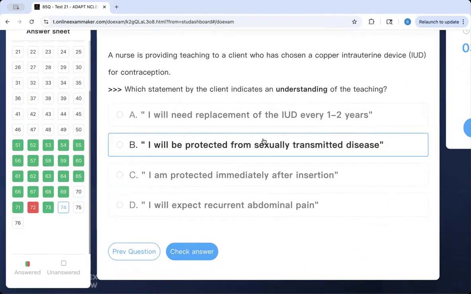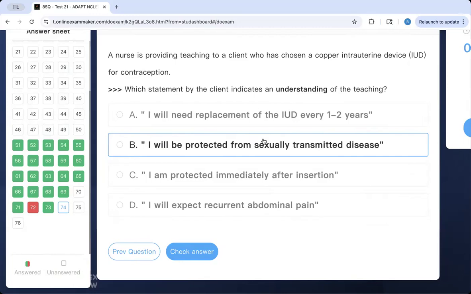This is providing teaching to a client who has chosen a copper IUD for contraception. Which statement by the client indicates understanding of the teaching? I will need replacement of the IUD every 1 to 2 days. I will be protected from sexually transmitted disease. I'm protected immediately after insertion. I will expect recurrent abdominal pain.